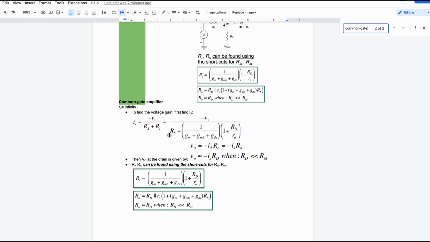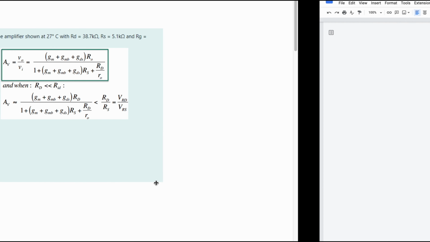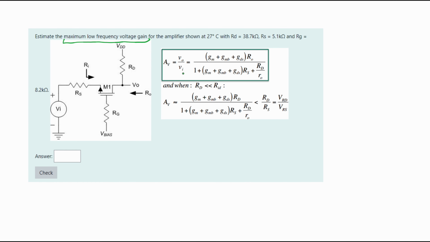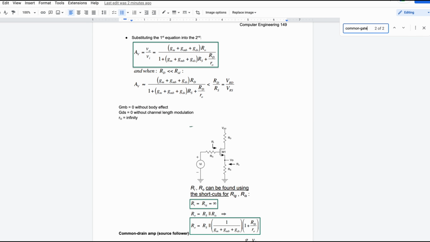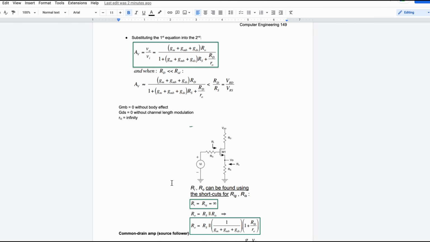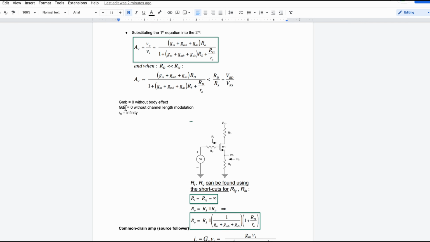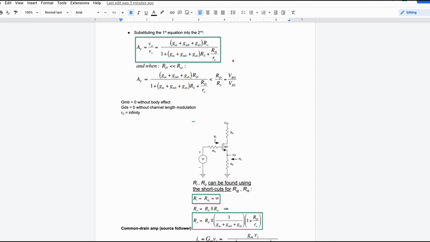Now we want to find the gain, so we're going to scroll down a little bit and we see we have our AV here. And so that's the equation we're going to be using. Now there's a few things to note right here. Because we're solving for the maximum low frequency voltage gain, our GMB and GDS are both 0, and our R0 is going to be infinity. So looking at this, if our R0 is infinity, this is going to be 0, this is going to be 0, this is going to be 0, this is going to be 0, and this is 0.